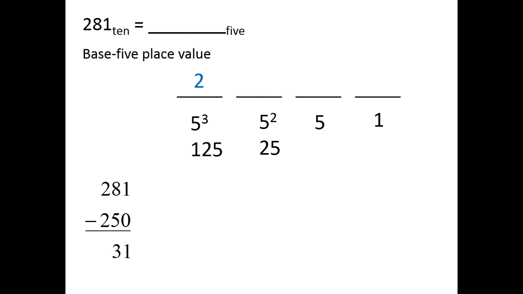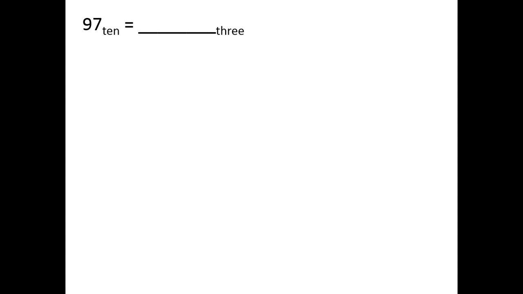That leaves me with 31 that I need to group by 25s. So when I look at 31, I can get 1 group of 25 out of that, which would leave me with 6 that I have left to regroup if I can. Well, in that 6, I can get 1 group of 5, which would leave me with 1 left over. So 281 base 10 is the same thing as 2111 base 5.